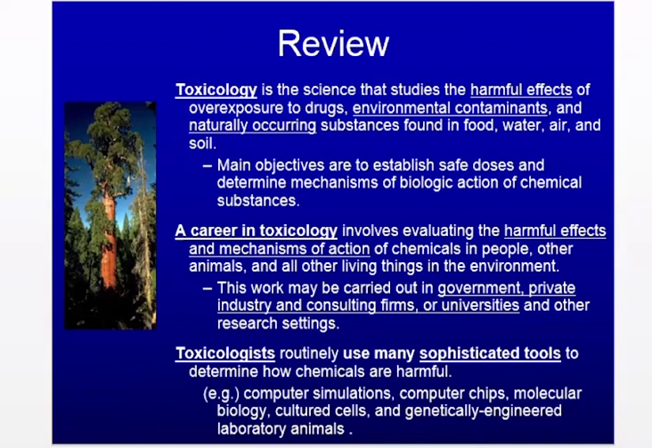Then we've also talked about how toxicologists routinely use many sophisticated tools to determine how chemicals are harmful. Toxicologists can use computer simulations, computer chips, molecular biology, cultured cells, or genetically engineered laboratory animals to determine the toxic effects of substances, because you cannot experiment in human beings, but you can experiment in animals.